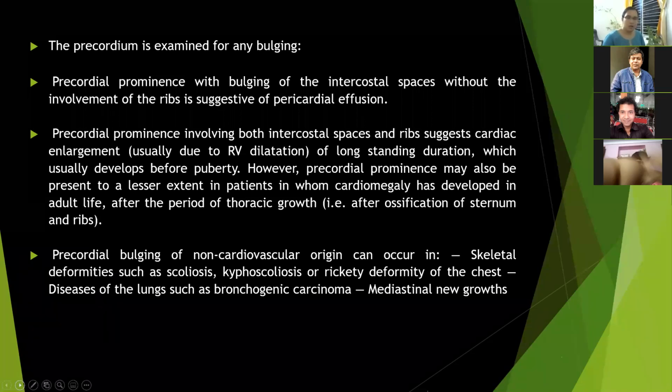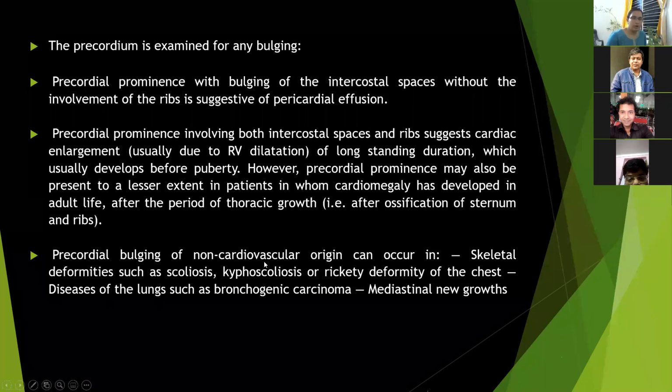When the bulging involves both the intercostal spaces and the ribs, it suggests cardiac enlargement, usually of long-standing duration, and that onset is before puberty. That is, it will indicate a congenital heart disease, usually due to right ventricular dilatation. Because both intercostal spaces and ribs are bulged, it usually denotes the presence of heart disease with onset before puberty, denoting the dilatation of the right ventricle.